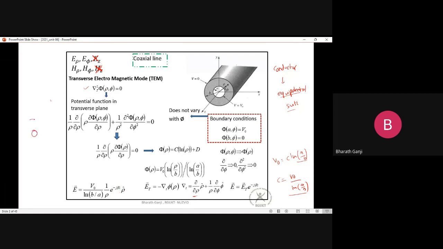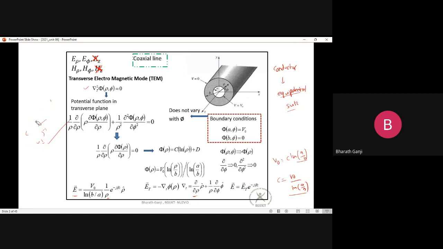What I can observe is that if the outer conductor is at a potential zero and the center conductor is at a potential V naught, then the electric field is completely radially outwards everywhere. And the expression of the electric field is given like this. So in a coaxial line, the electric field starts from the center conductor and ends on the outer conductor, and the electric field everywhere goes radially outwards, and the electric field is a function of rho.